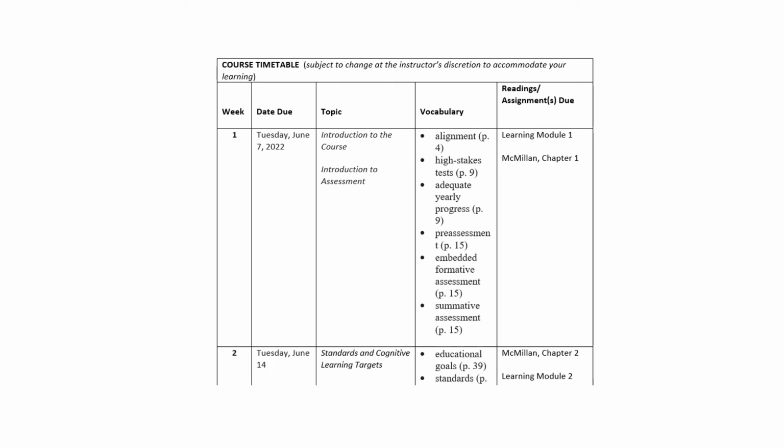In addition to a description of the assignments, at the end of the syllabus, you'll see the course timetable that tells you week by week what's due. So for example, we're in week 1. Module 1 is due Tuesday, January 7th, and the topic is Introduction to the Course and Introduction to Assessment. I also put the vocabulary word along with what page they're on in the text, so you have no trouble finding that. And what's due is learning module 1, all the activities that you're doing, plus chapter 1. So always refer to the current version of the syllabus if you're confused about what to do.